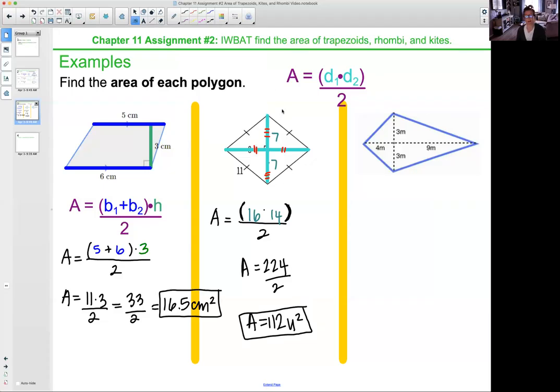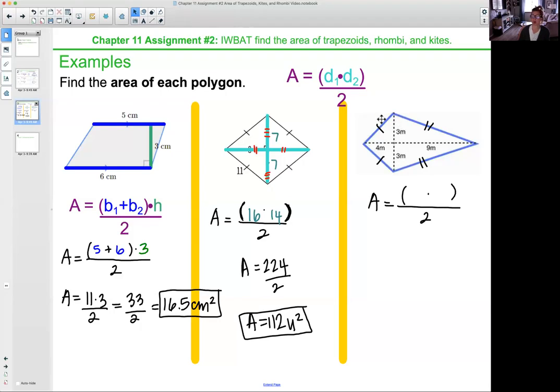All right, then the next one is a kite. It's not super well labeled. Let me put some markings on here. They should have had that. But you've got the kite here, and we're going to use that same formula. So let me just get it written down. Diagonal 1 times diagonal 2 divided by 2.